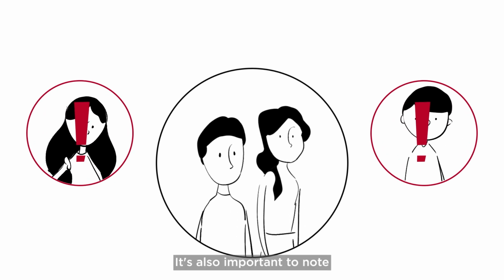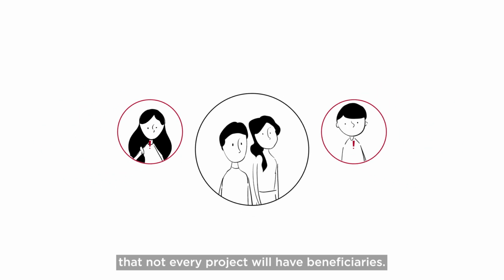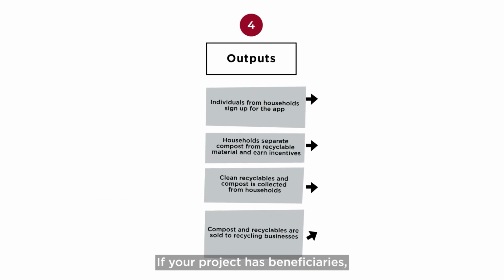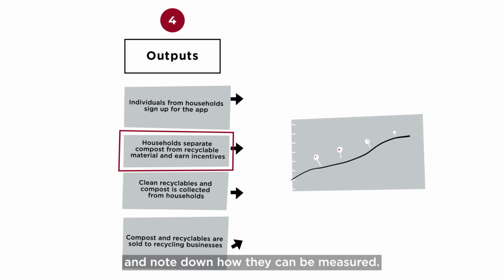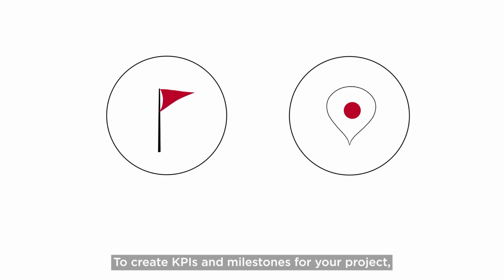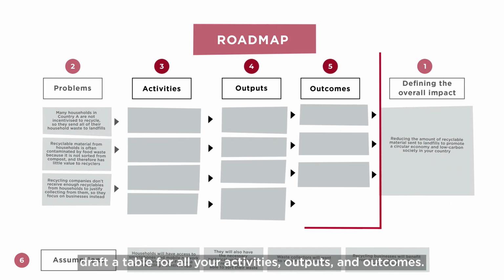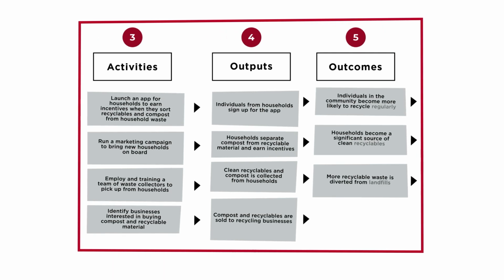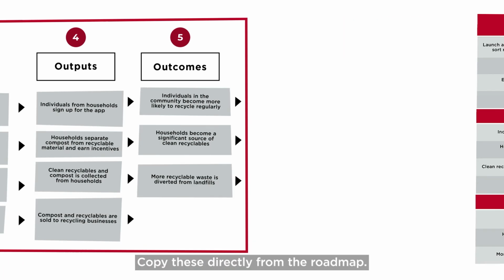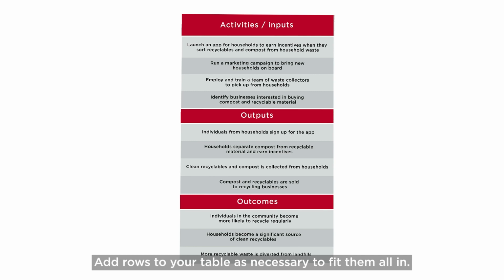It's also important to note that not every project will have beneficiaries. If your project has beneficiaries, circle them on the roadmap and note down how they can be measured. To create KPIs and milestones for your project, draft a table for all your activities, outputs, and outcomes. Copy these directly from the roadmap. Add rows to your table as necessary to fit them all in.